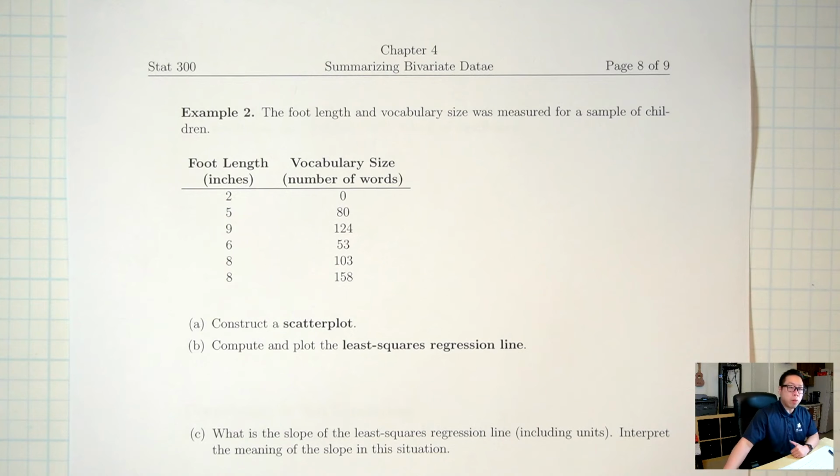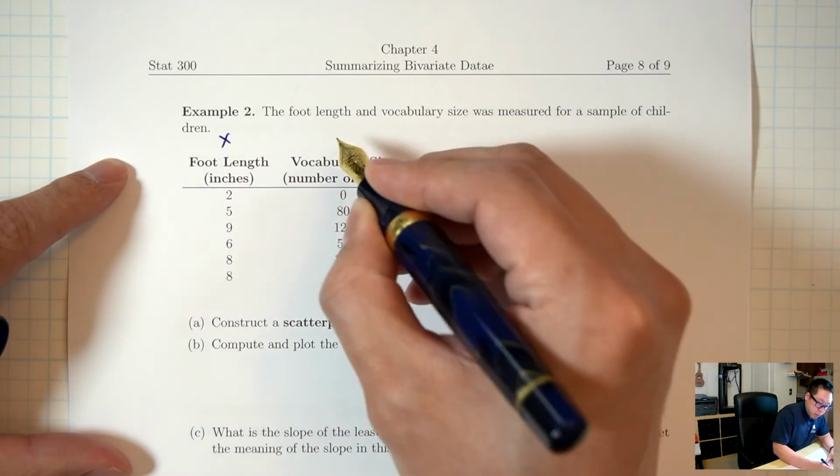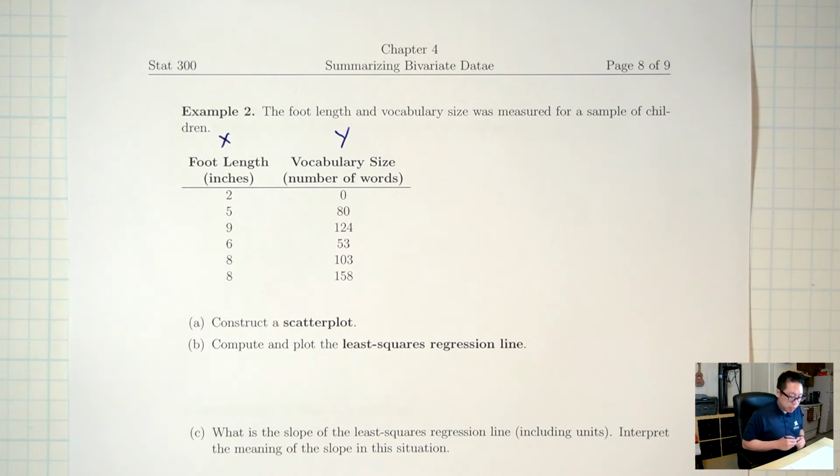Let's do an example all the way through. Example 2. The foot length and vocabulary size was measured for a sample of children. First column is our X. Second column is our Y. Part A, construct a scatter plot. So we have to enter this data into R.